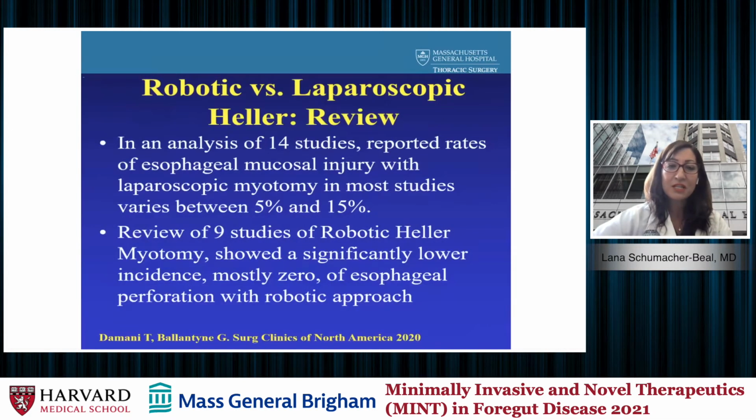This is another study by Dr. Omani that was an analysis of 14 studies looking at laparoscopic versus robotic. And they noted that mucosal injury was about 5 to 15% in the laparoscopic group. And in looking at the robotic Heller myotomy group, there was a significantly lower incidence, almost 0, of esophageal perforation. I think this just goes to the fact that you can see so well and have wristed instruments to do fine dissection.